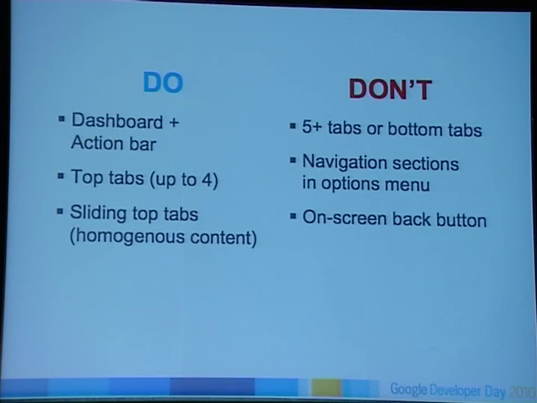So let's jump into UI navigation patterns. Like I said, once you have your information model, you have to pick a UI navigation pattern. Here are a couple that are good patterns, and here are some bad patterns. We'll talk about them each in a little bit of detail. First, we have the dashboard and action bar.